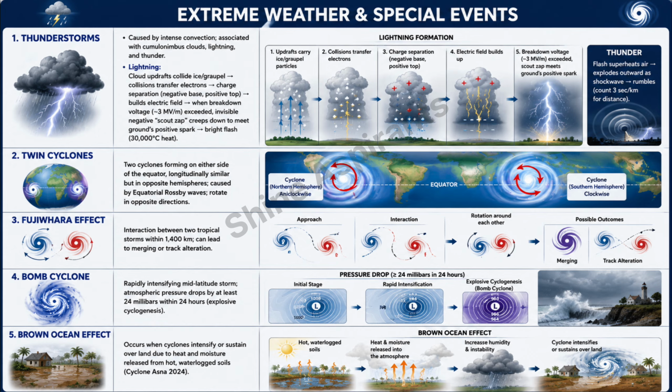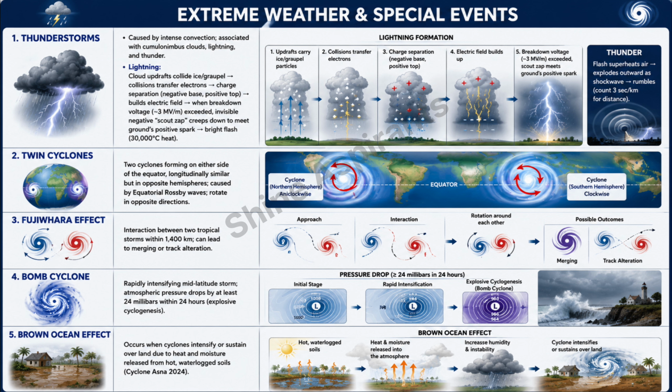electrons. Charge separation, negative base, positive top, builds an electric field. When breakdown voltage, around 3 MV/m, is exceeded, an invisible negative scout zap creeps down to meet the ground's positive spark: a bright flash at 30,000 degrees Celsius heat. Thunder: the flash superheats air, which explodes outward as a shockwave that rumbles. Count 3 seconds per kilometer for distance.